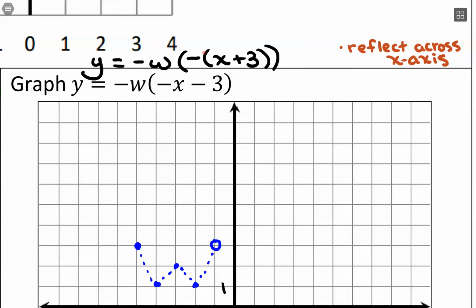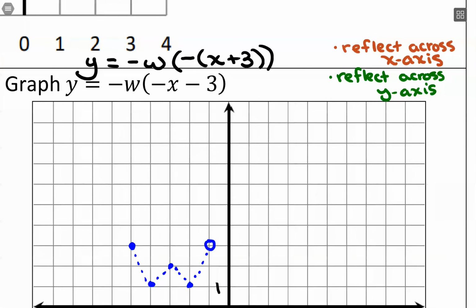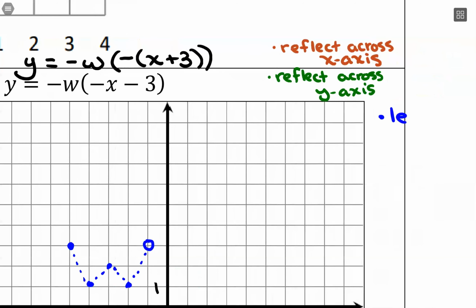Then for b, we also have a negative 1. So that's going to reflect across the y-axis. And then we have this plus 3 right here. So with the plus 3, that's our horizontal shift, and that'll be to the left 3 units.